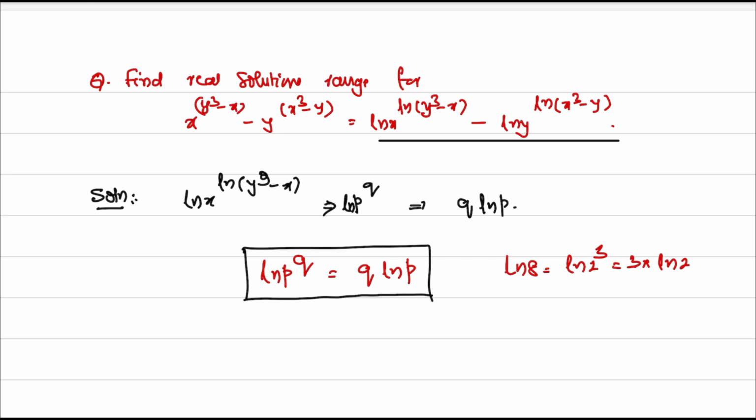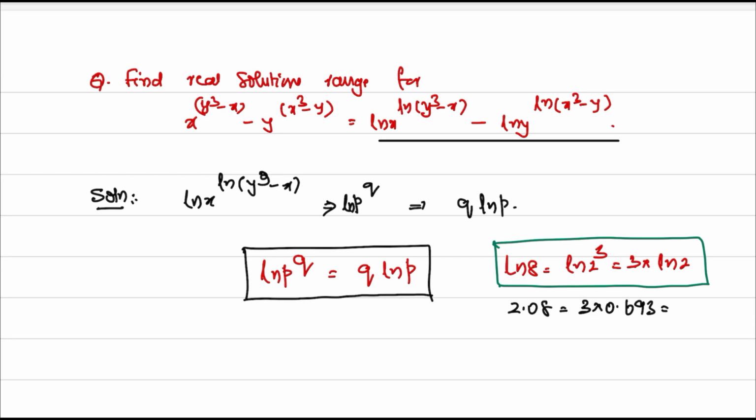Do you agree to this? What is the ln 8 value? 2.08. What is 3 into ln 2? 3 into 0.693. What is 3 into 0.693? Because ln 2 value we know. It is 2.079. If you round it off, 2.08.